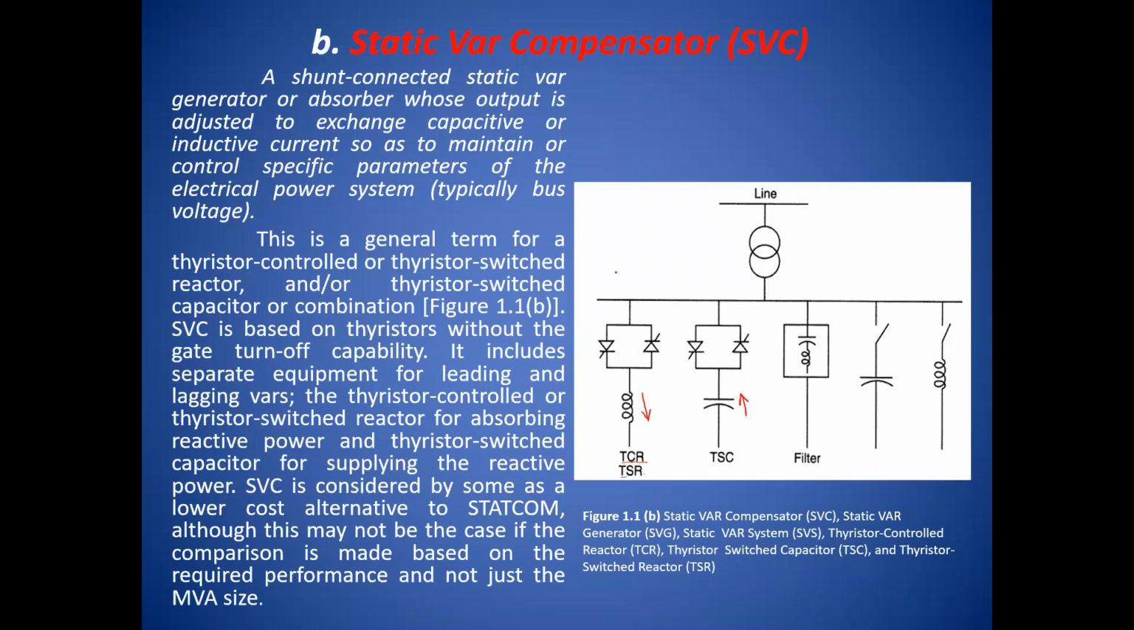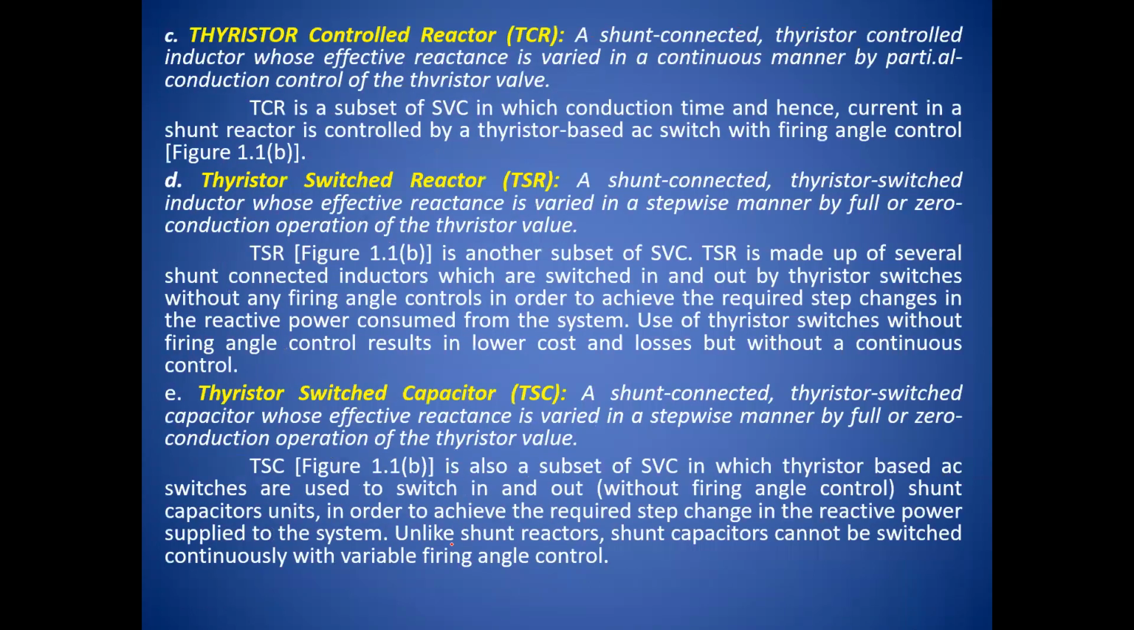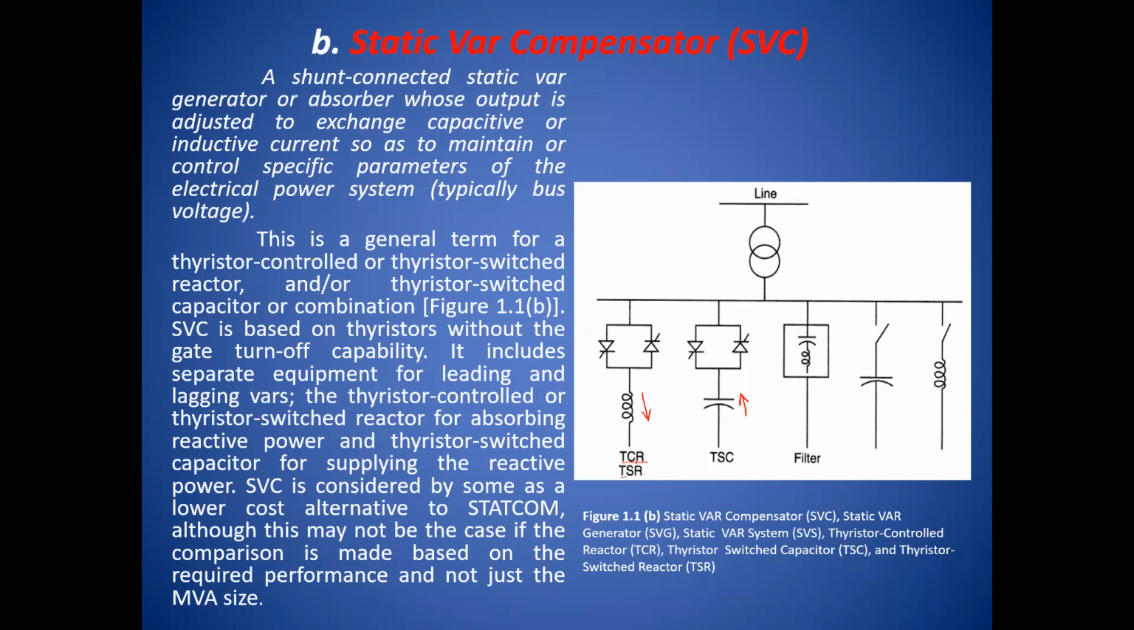Now, what is the difference in all these parameters? We see one by one. Say, for example, thyristor controlled reactor. This is one. The thyristor controlled reactor can be controlled smoothly. Means the reactor value is adjustable with the help of these two thyristors connected in parallel. If you are changing the firing angle of these two thyristors, I will draw one waveform.